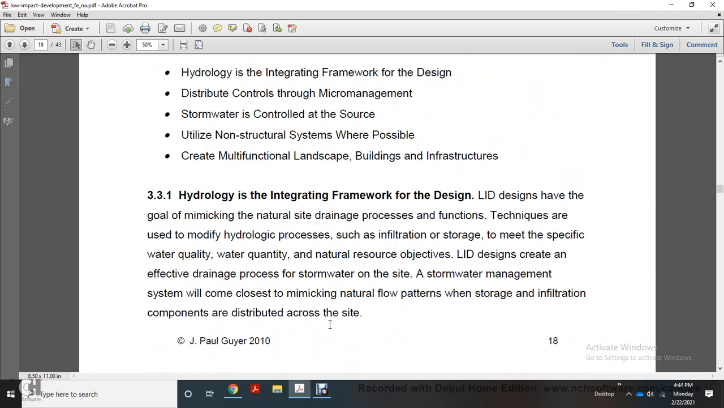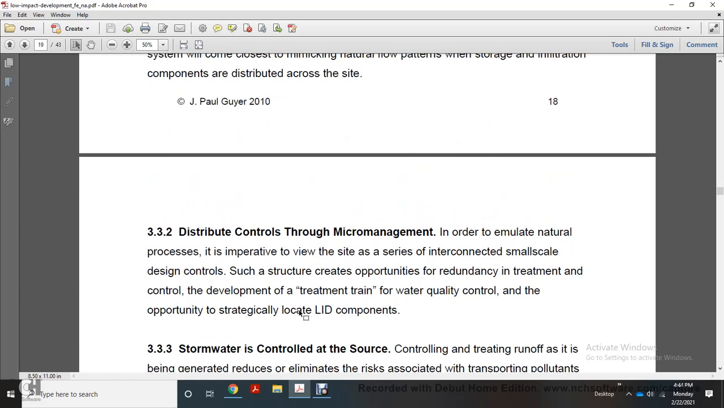Hydrology is an integrating framework of the design. Low impact development designs have the goal of mimicking the natural site drainage process and function. The techniques are used to modify hydraulic processes such as infiltration and storage to meet specific water quality, water quantity, and natural resource objectives. The low impact development design creates effective drainage processes, managing stormwater on site. The stormwater management system will come closest to mimicking natural flow patterns when storage and infiltration components are distributed across the site. Distributed control through micromanagement.